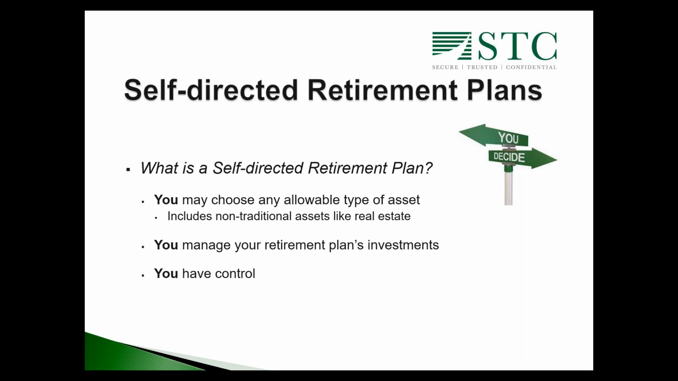So, for example, if you decided that you wanted to purchase a piece of real estate and own that in your retirement account, you would determine if you wanted to make that a rental property. You would decide the rental rate. You would determine if you wanted to upgrade the appliances, or if you needed to put a new roof on, you would hire a roofing company.